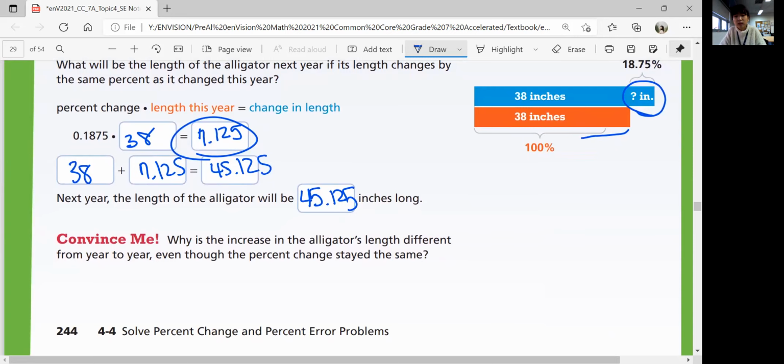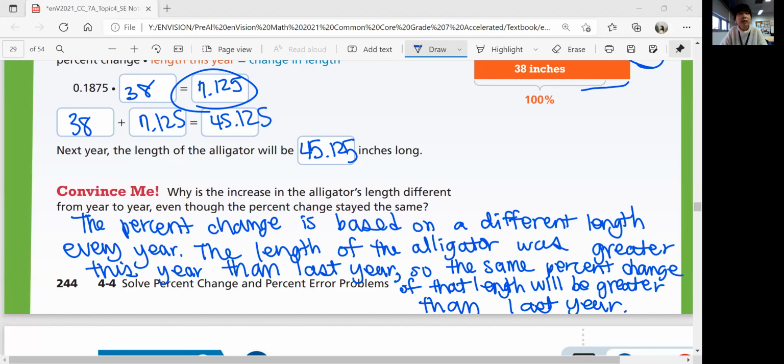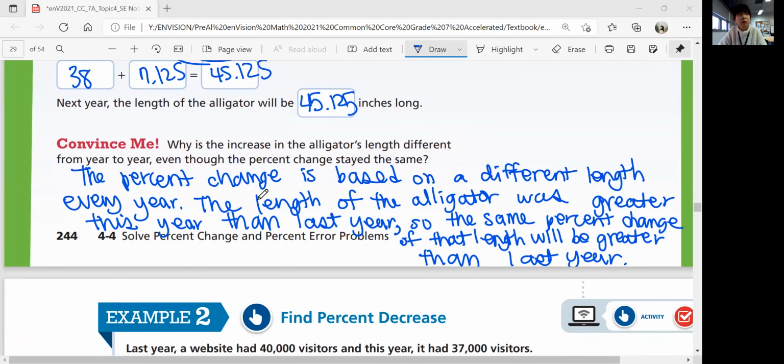Let's write that in words. The percent change is based on a different length every year. And so the length of the alligator was greater this year than last year. So the same percent change of that length will be greater than last year. All right, ready for example 2?